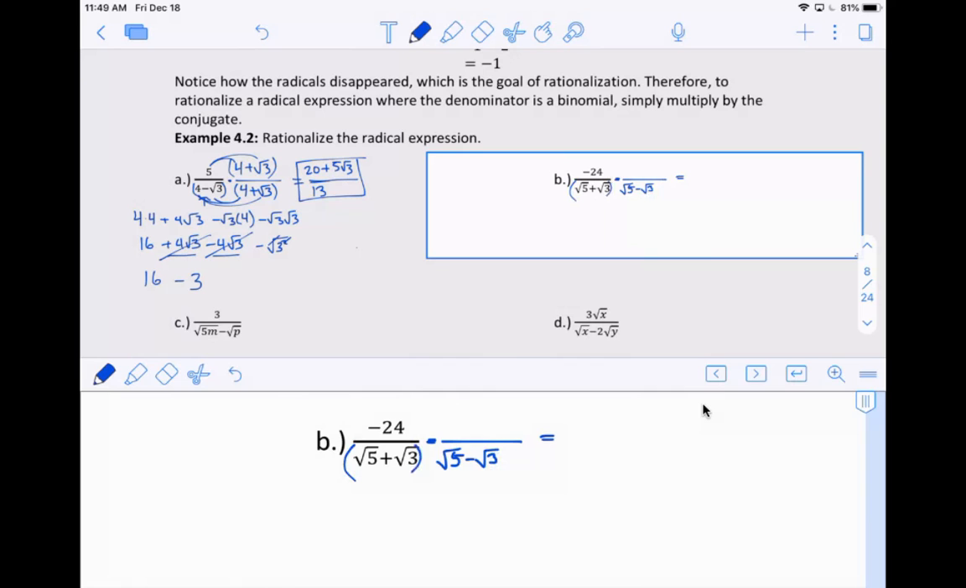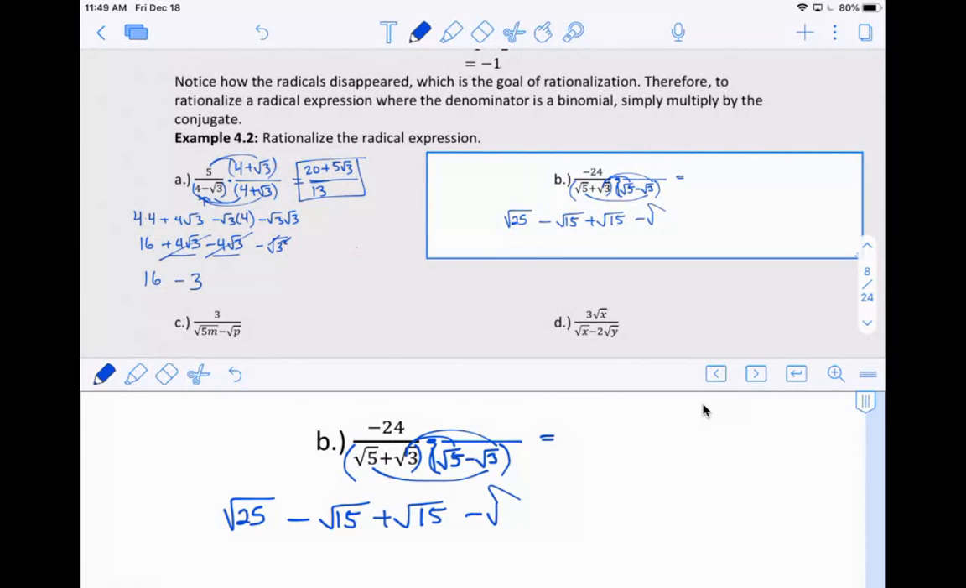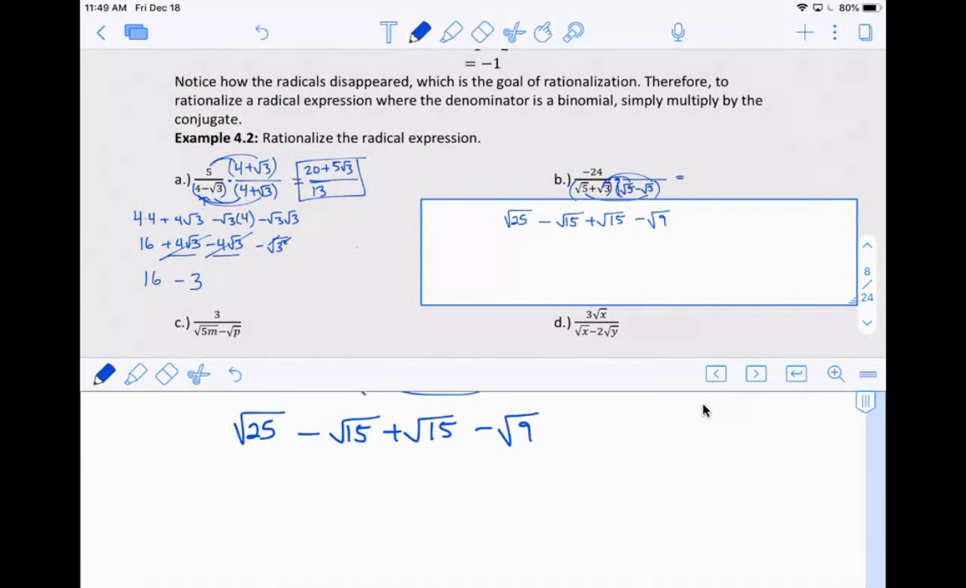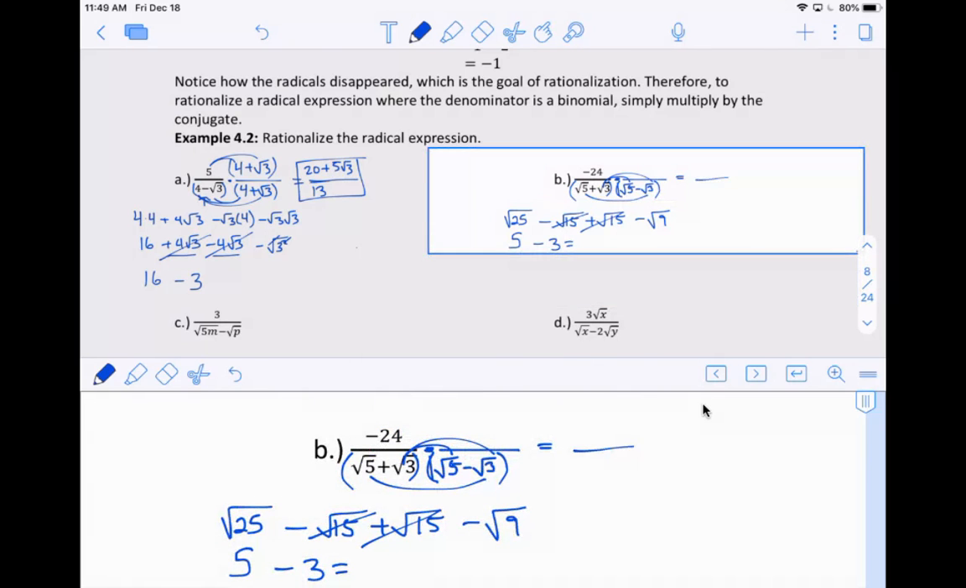Let's go ahead and multiply those now. We've got root 5 times root 5. Maybe by now you're used to this, and you can see that that's going to be root 25. The next one is going to be negative root 15. Here we get positive root 15. And the last one we get negative root 9. Okay, square root of 25 is 5. These two are going to cancel. And square root of 9 is 3. It looks like our denominator is a whole 2.